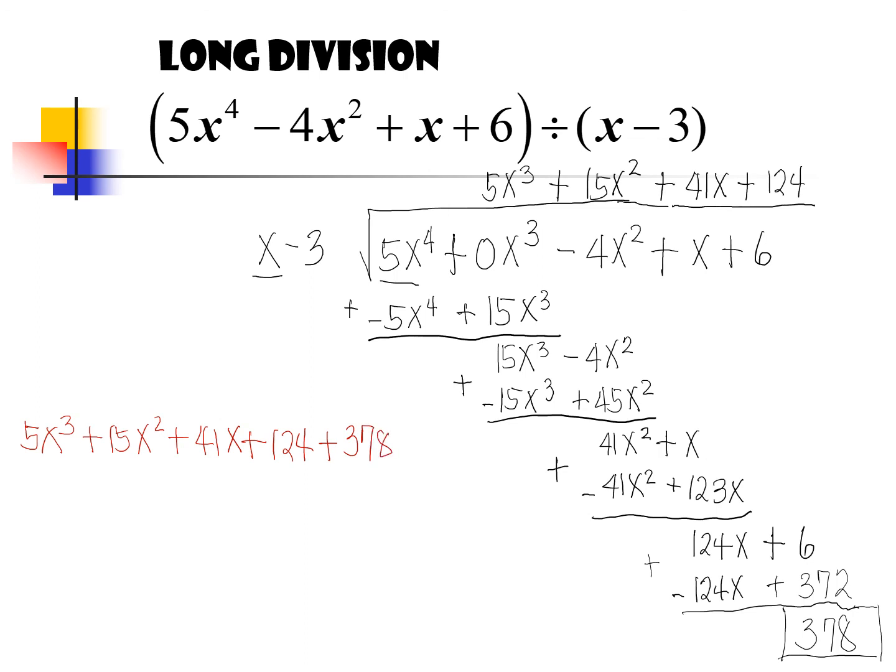378. That's our remainder, but you always have to write it over the divisor, x minus 3. It's only the remainder that will be divided by the divisor. The rest, since this is our quotient, there's no need to write it over the divisor. So we have here 5x cubed plus 15x squared plus 41x plus 124 plus the remainder, which is 378 divided by x minus 3. There you go.